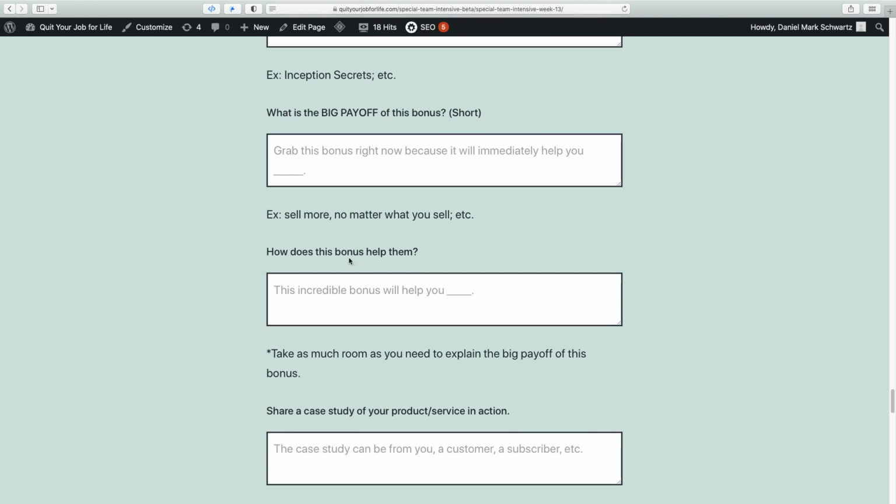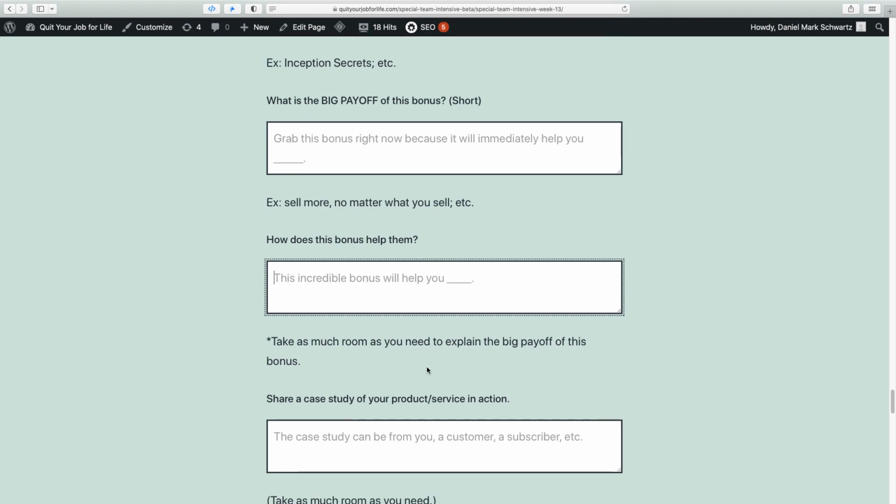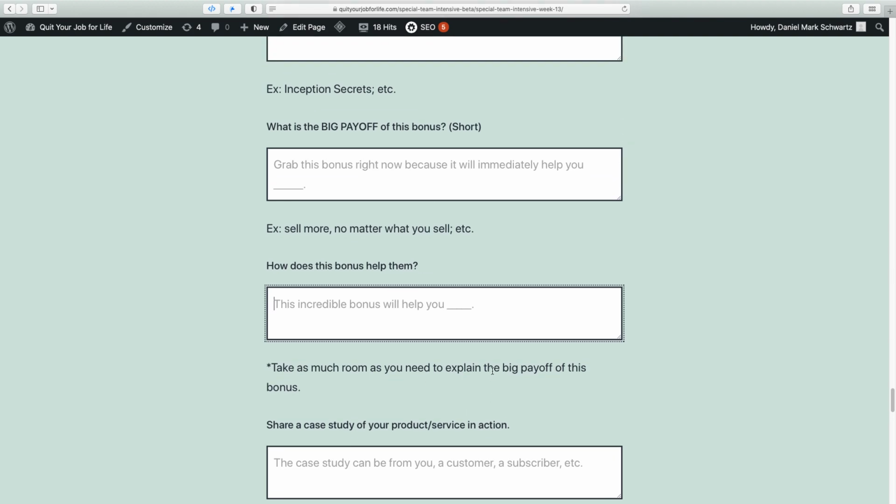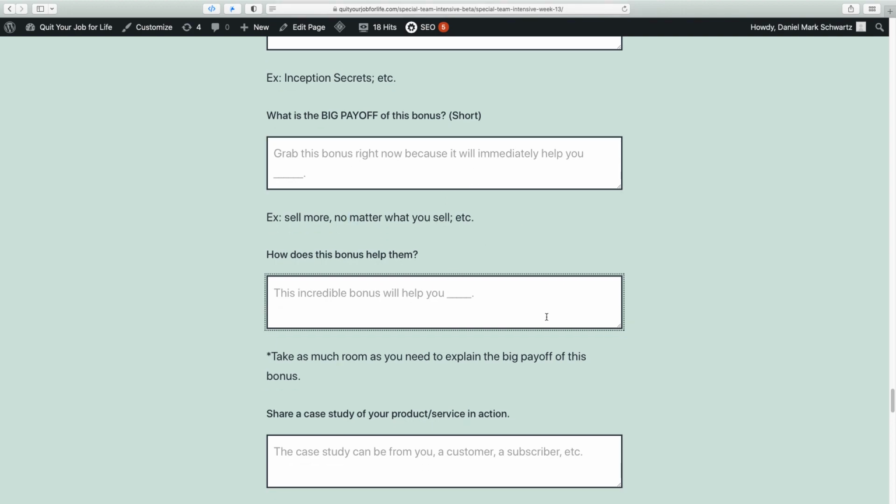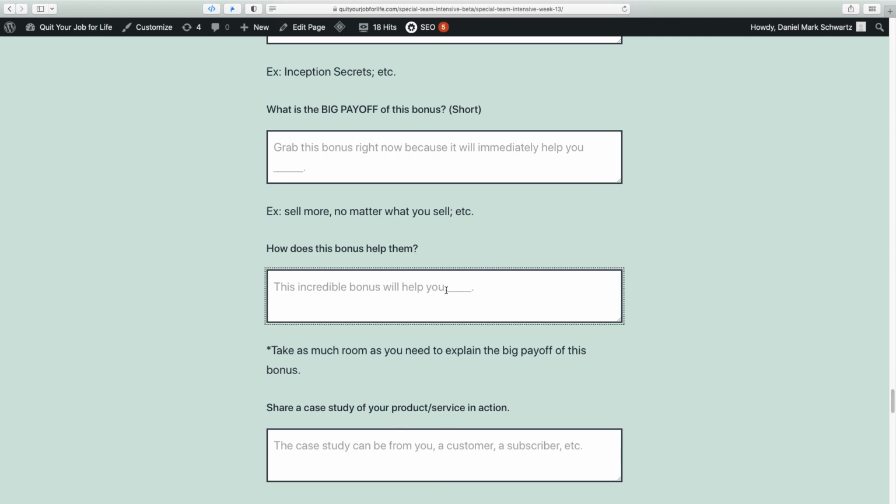And then, what does this bonus help them with? This incredible bonus will help you. So, you know what? This first question is actually the short one. So this is just a few words about what it does for you, and then you're describing why it's beneficial in the second one. So this is the longer one. How does the bonus help them?